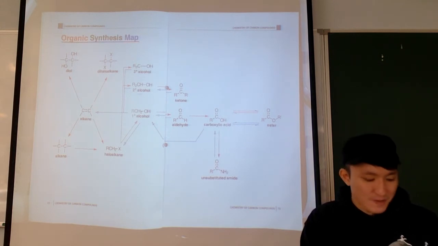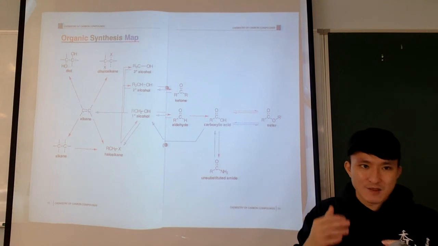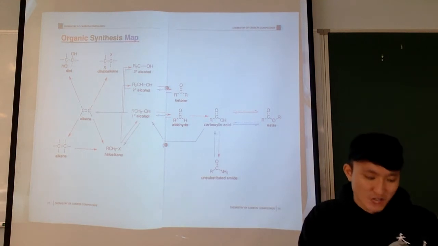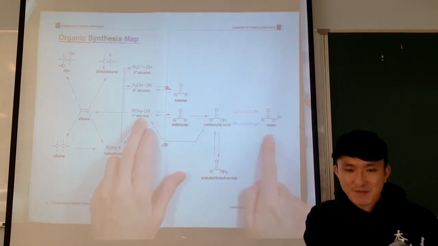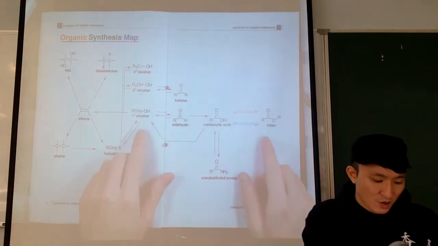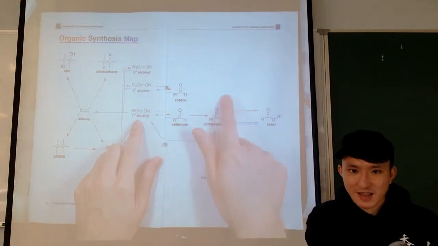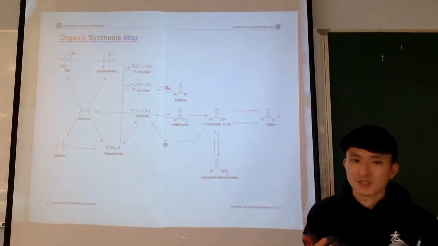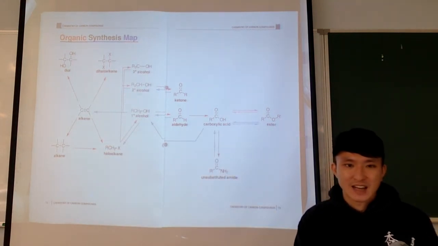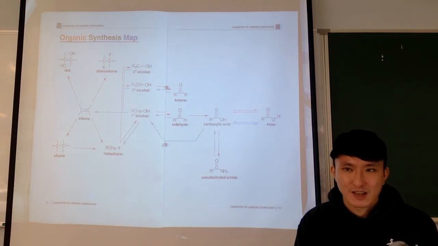Actually, it could be helpful if you have this map in your mind. When the question asks you how you can change alcohol to ester, then if you have this picture in your mind, you know that you can have alcohol first converted into carboxylic acid and then to ester. This is how you can accomplish the organic synthesis question.